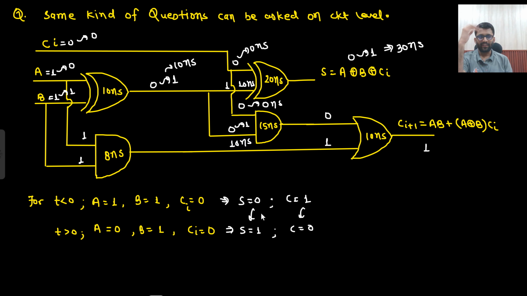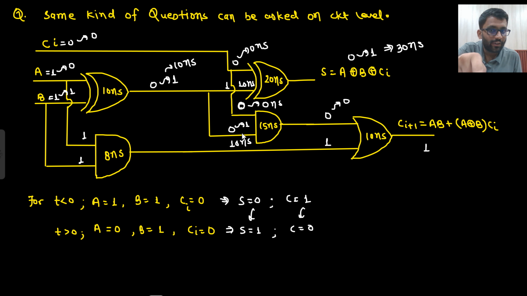Now you tell me one thing. Where is this output stable? When will this output be stable? At 0 nanosecond or 10 nanosecond? At 0 nanosecond. Why so? Because at 0 nanosecond it is 0, right? At 0 nanosecond this is 0.